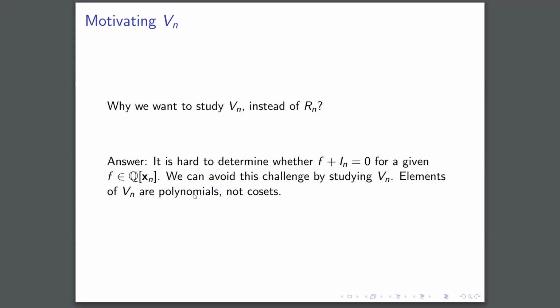That's because elements of Rn are cosets. Let's take an element, say f plus In. We can ask whether this element of Rn vanishes or not. Well, this question is the same as asking whether f is in this ideal or not, which is not an easy question. However, if we are studying Vn, its elements are just polynomials, not cosets. So we don't have questions like this. So we can say Vn is easier to work with compared with Rn.